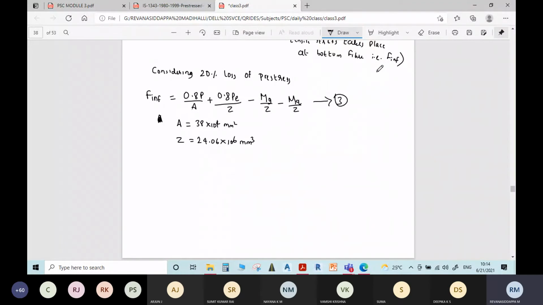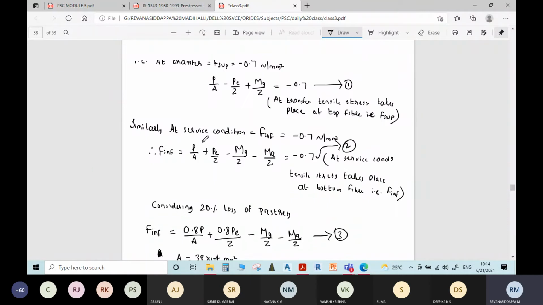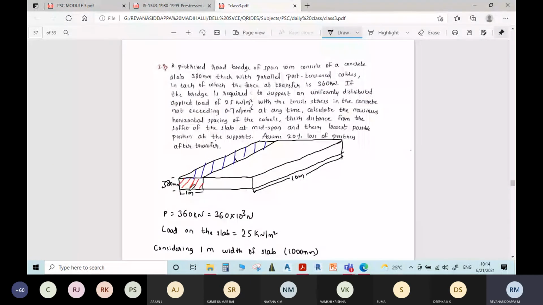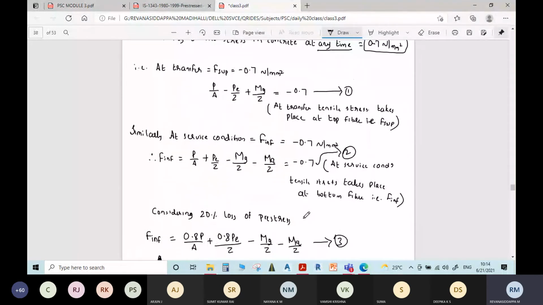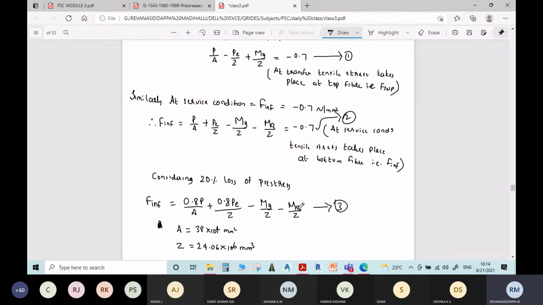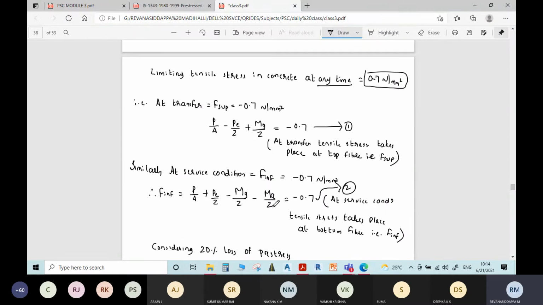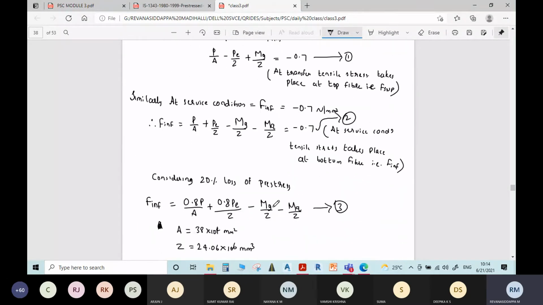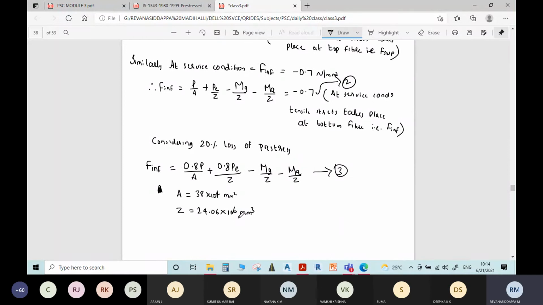Then Mg and Mq we need to calculate. Calculate the self weight of the slab for 1 meter width, because we are doing the design for 1 meter width. And live load also we can calculate. Live load intensity is given, that is 25 kilonewton per meter square. Using that you can calculate Mg and Mq. Try to calculate both. First you calculate Mg, the self weight of the slab for 1 meter width, and tell me the answer.